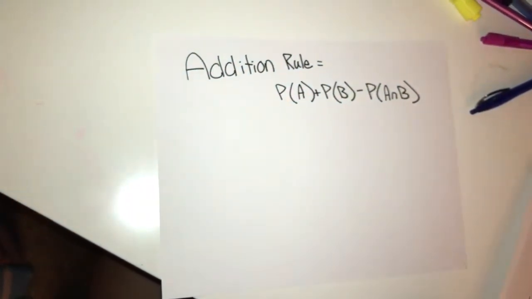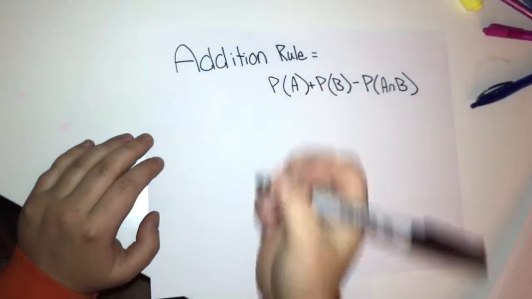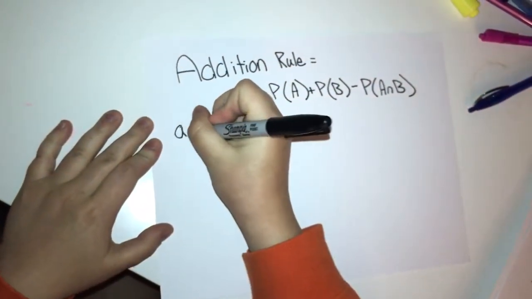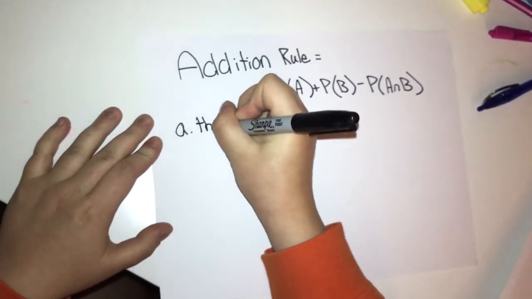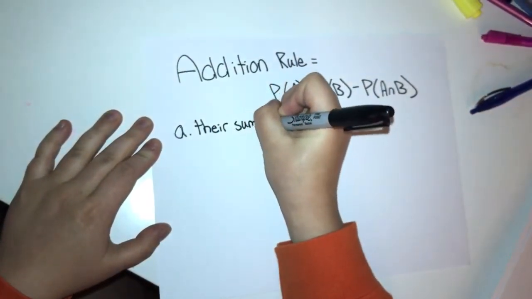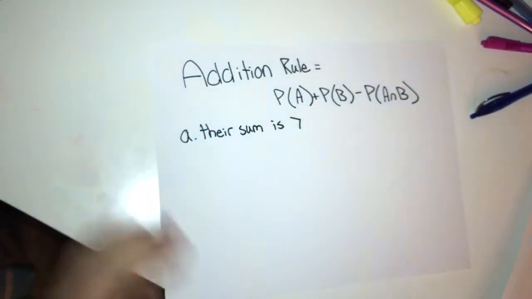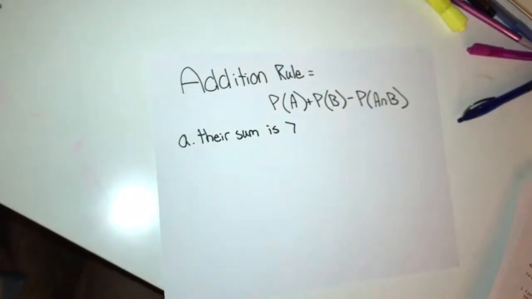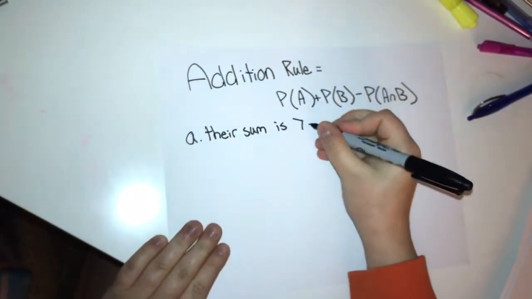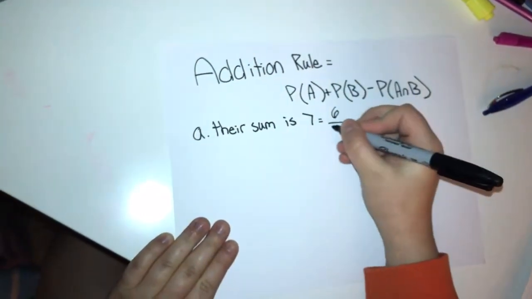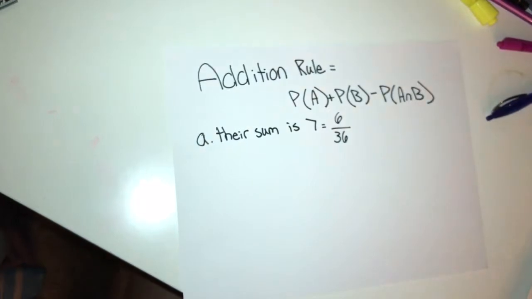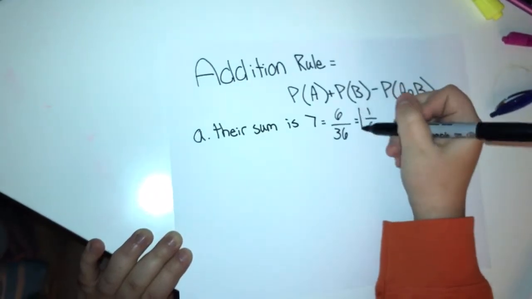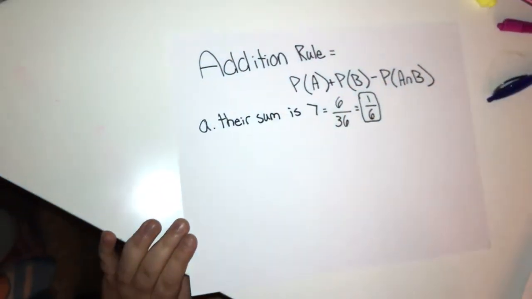So our first example is going to be 2 dice are tossed. Find the probability of each event. So the first one is their sum is 7. Now, the probability of the sum of 2 dice being equal to 7 is equal to 6 out of 36, and that is equal to 1/6. So the probability that 2 dice are tossed and their sum is 7 is 1/6.